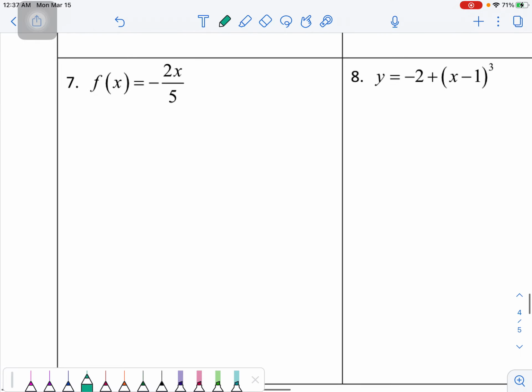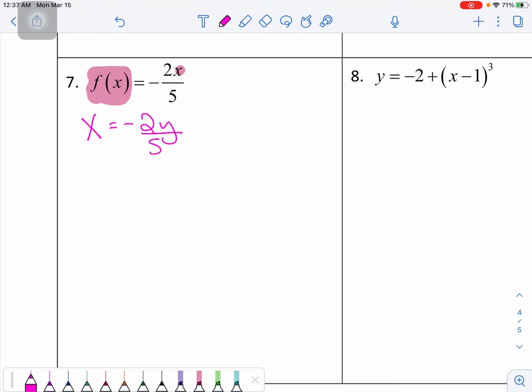All right, I'm going to go ahead and do number 7. Actually, I'll probably do the whole sheet just to get it all done. So we've got f of x, which is really y. There's my x right there. So let's go ahead and swap those two. So x is equal to -2y over 5. Now you can do this in one step to solve for y. You can also do it in 2 steps, depends on what you see.